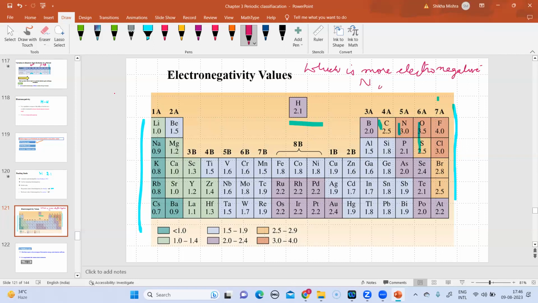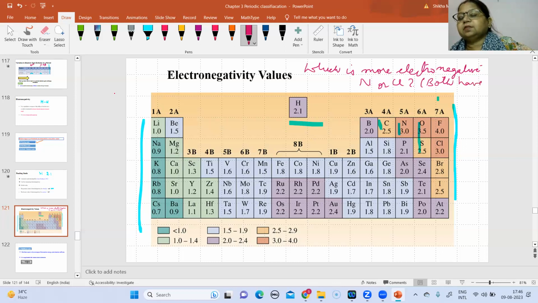Ma'am, can you repeat your question? I'm just writing, I think it was Ritika. Yes, ma'am. I have written it on the board. Which is more electronegative, nitrogen or chlorine? Both have electronegativity as 3. I'll just put it as EN value 3. This is again an important question.